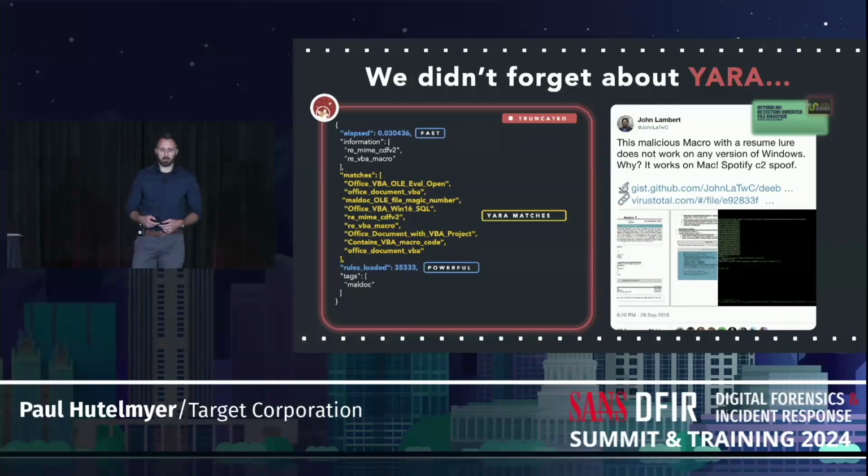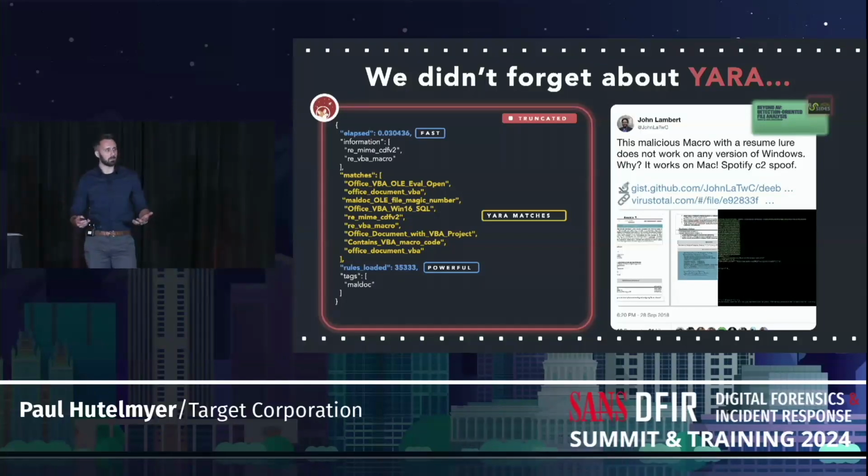And I want to highlight here, right? You see that number, maybe 35,000 rules loaded, right? Those are Yara rules loaded. So we have 35,000 Yara rules running in 300ths of a second and matching against this file. So multiply that out by 350 million files. That's a lot of insight into your files, right? Just Yara alone.